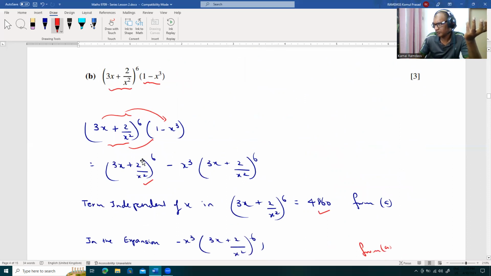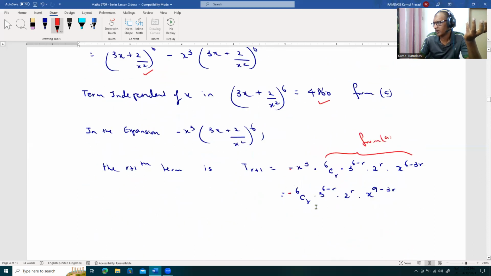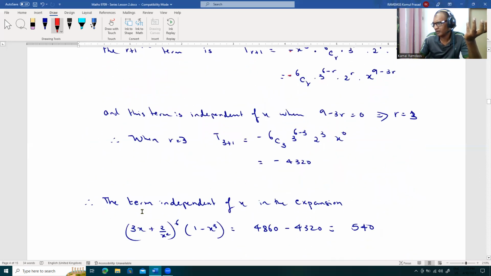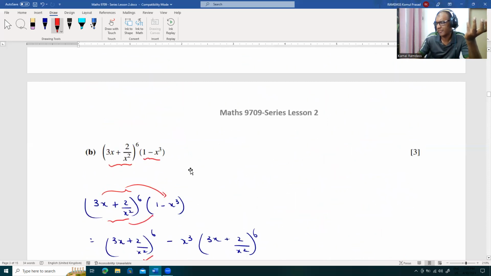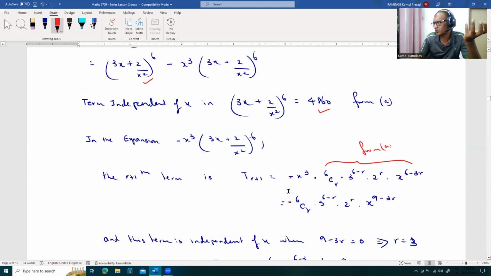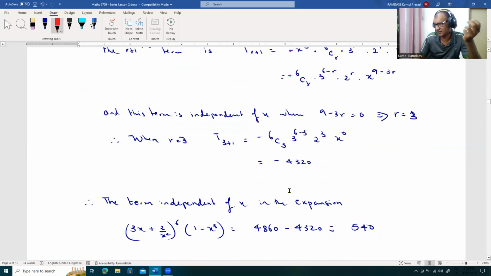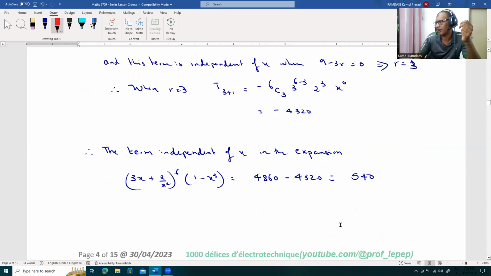OK? Et pour sa partie-là, le terme independent of x, c'est 4860. Moi, ajoute les deux. Moi, je gagne le terme independent of x in the expansion, dans sa expansion. C'est-à-dire 4860 moins 4320 et moi, je gagne 540. Et c'est ça la réponse.